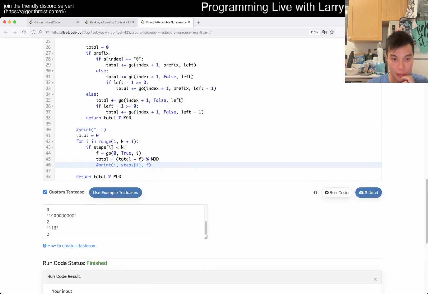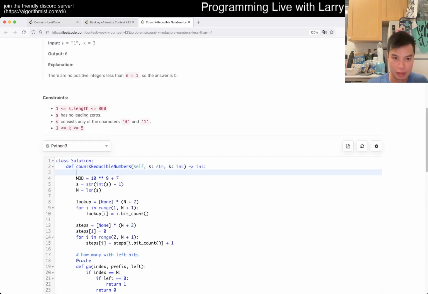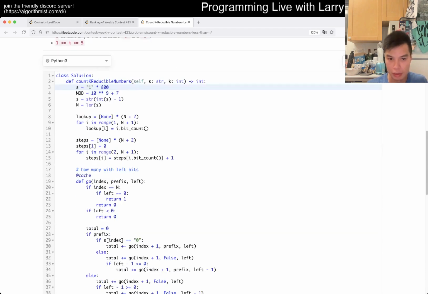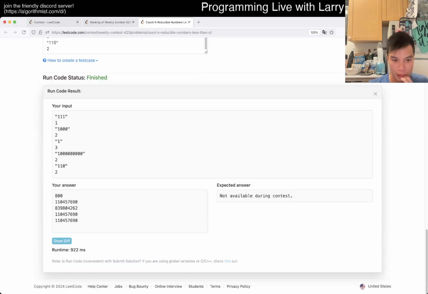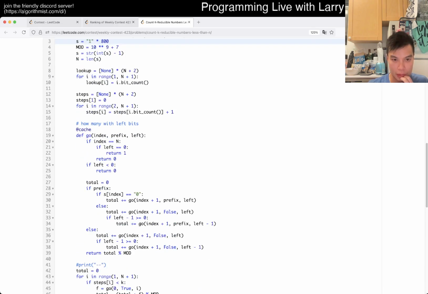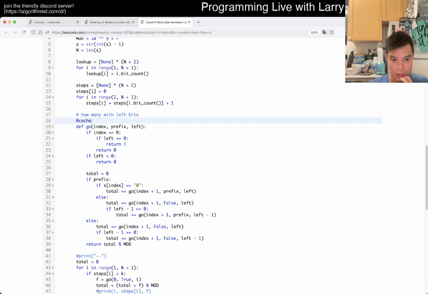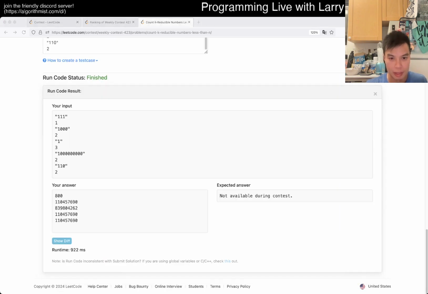Am I good? Let's try at least a big number first. s is equal to 1 times 800. That's kind of slow, honestly, but maybe not. 800, true or not. What is that, 9 seconds? What is this cache clear thing that people tell me to do?